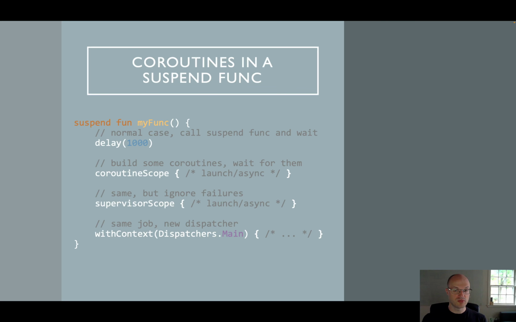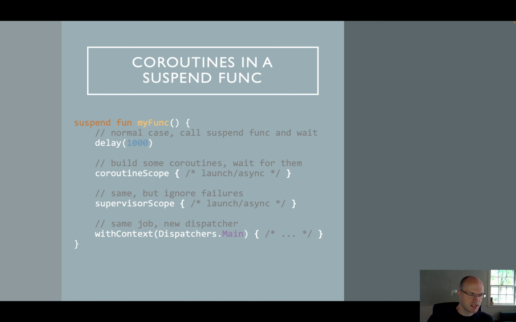Again, if I want to call launch and async in my suspend function, basically I need a coroutine scope to do that. I can use coroutineScope or supervisorScope to do that, and then inside that block, it'll create a child coroutine scope for me. In both of these functions, my suspend function will again suspend until those scopes are finished and all that work is done.